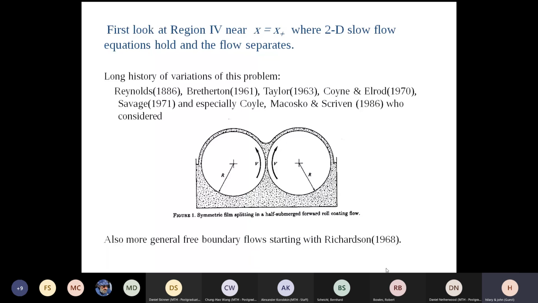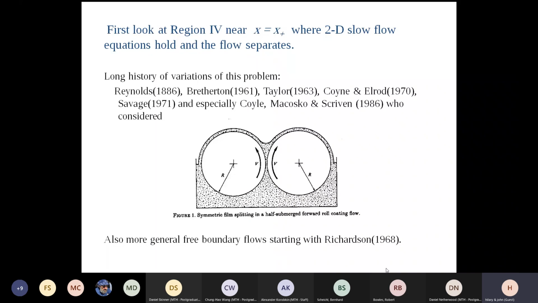I should also say that it's going to be a two-dimensional region, this separation region. The flow is fully two-dimensional Stokes flow. And Stan Richardson in '68 started to develop a mathematical theory for stress-free boundaries in Stokes flow, which I might come back to later on.